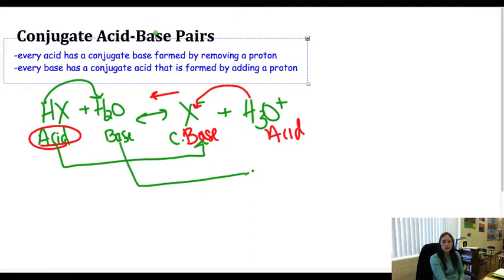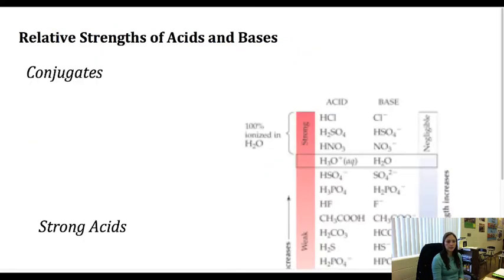So this is my base, and this is the conjugate acid. They are pairs. The base gained the extra one, so when we go the other direction, it's going to lose it. Okay? Again, they always appear in pairs. So let's look at these strengths for these acids and bases.